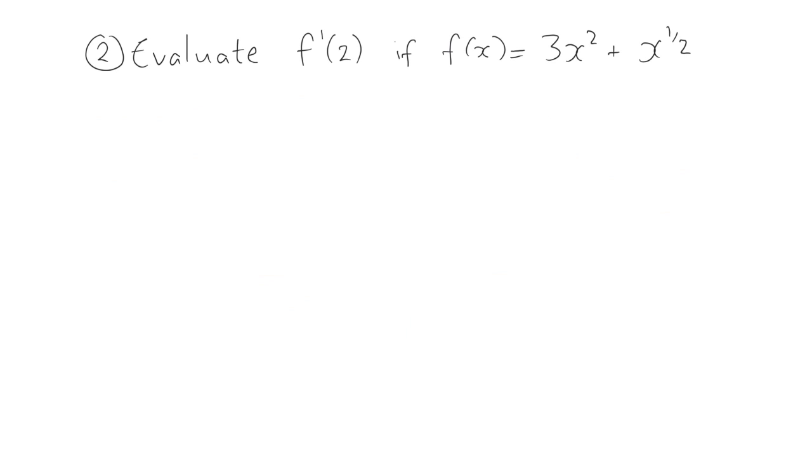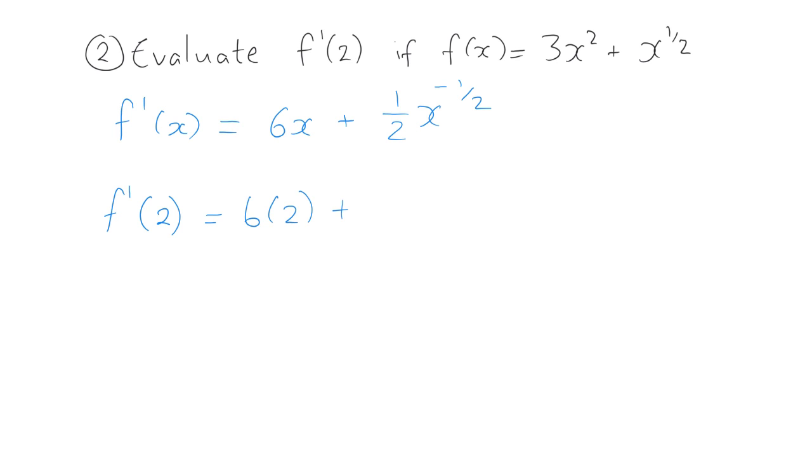Question 2, evaluate f dash of 2 if f of x is 3x squared plus x to the power of a half. So it's just using the different notation. So this is our function f of x. So the first thing we want to do is to find this f dash of x. So by differentiating, we get 6x plus a half x to the minus a half. So then we'll want to find the value of it when x is 2. Now when you put that into your calculator, you get 12.4.